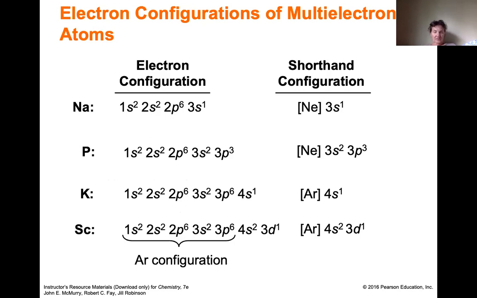Okay, and this one, just another example, argon. And then you have 3 outer shell or valence electrons.